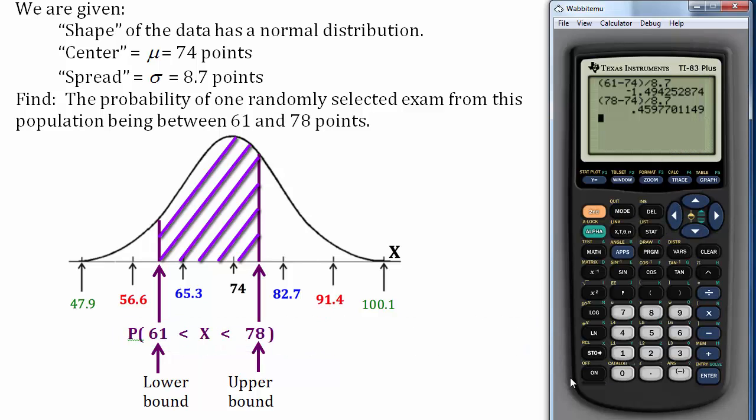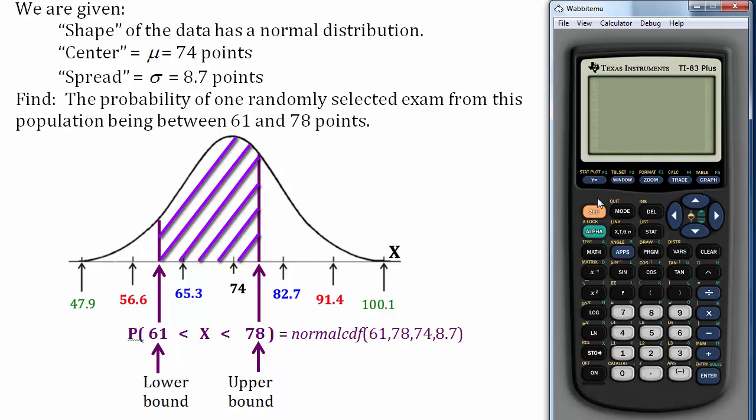For a lower bound and upper bound, this is a job for normal CDF. It just needs to know the lower bound. The second value is the upper bound. The third value is the center. The final value is the spread. We have all those, so let's go ahead and enter that into our calculator.